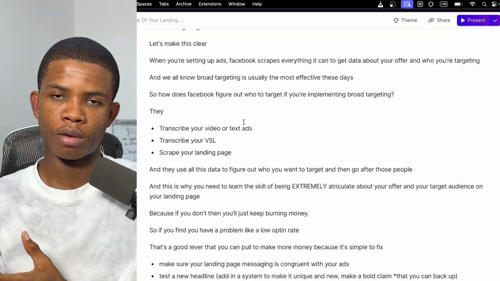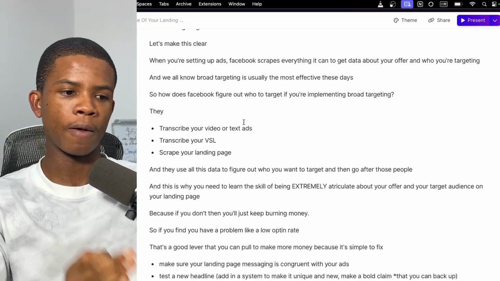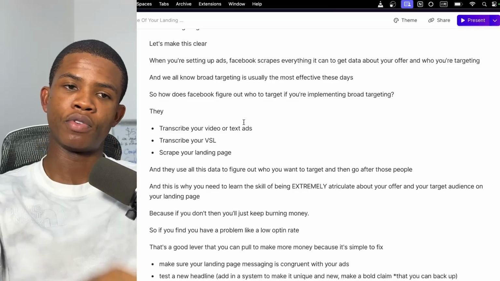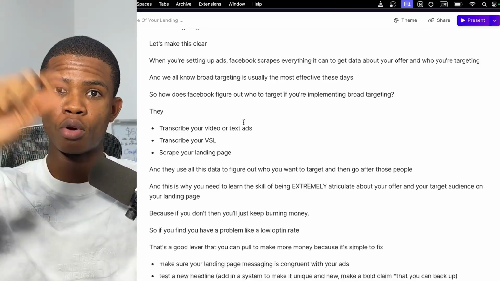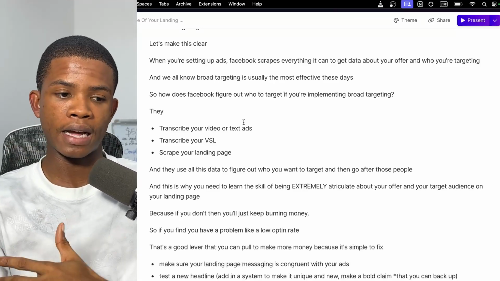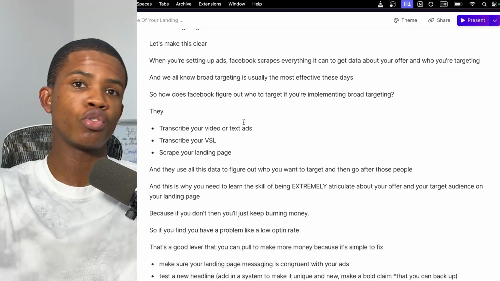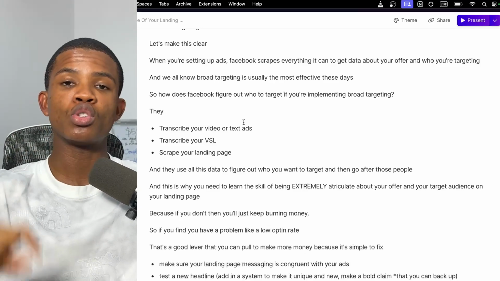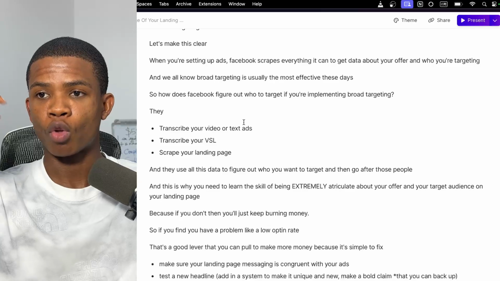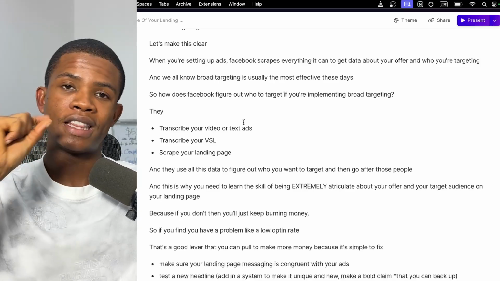I don't know if people think about that, but basically what happens is that Facebook is going to transcribe your video ads. It's going to transcribe your text ads, your static ads. It's going to transcribe your VSL that's on your page where the pixel is installed. It's going to scrape that landing page to try to figure out, okay, who is this person trying to speak to? And this is why you have to learn.